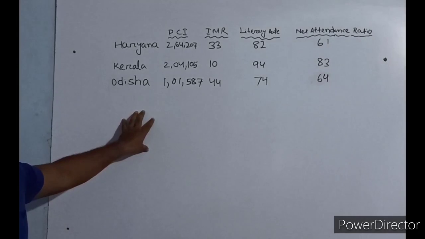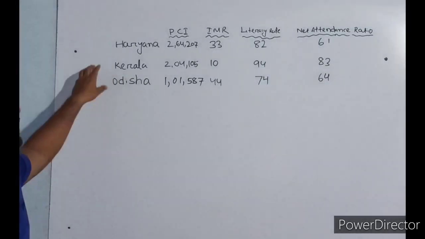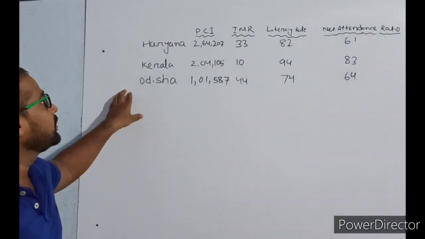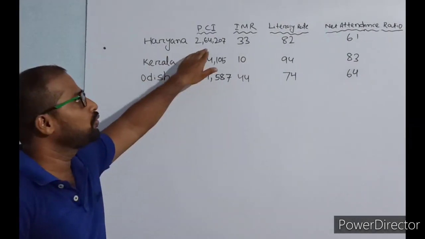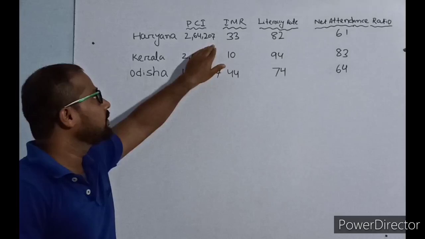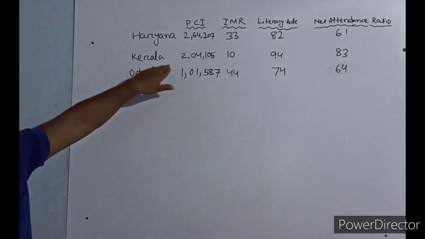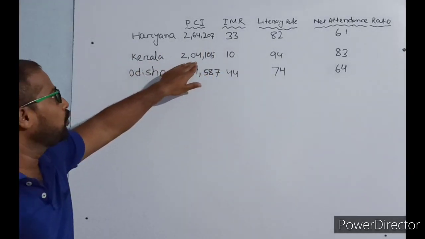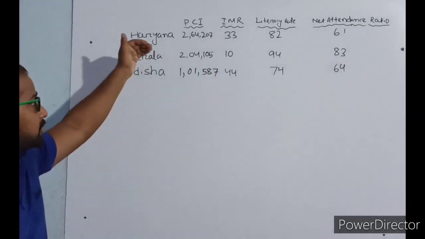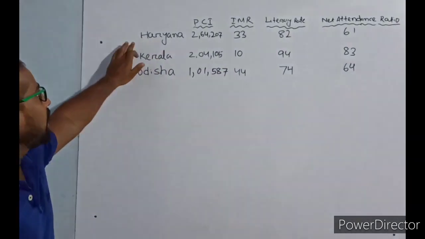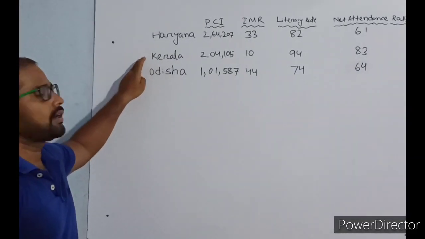Here is a comparison between different states of India: Haryana, Kerala and Odisha. The per capita income of Haryana is 2,64,207, whereas the per capita income of Kerala is 2,04,105. So if we compare in terms of per capita income, then Haryana is more developed than Kerala.